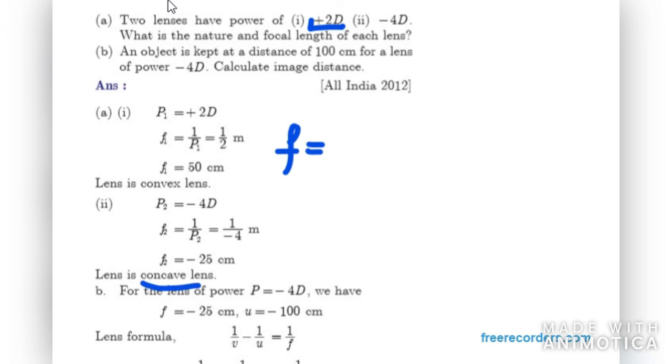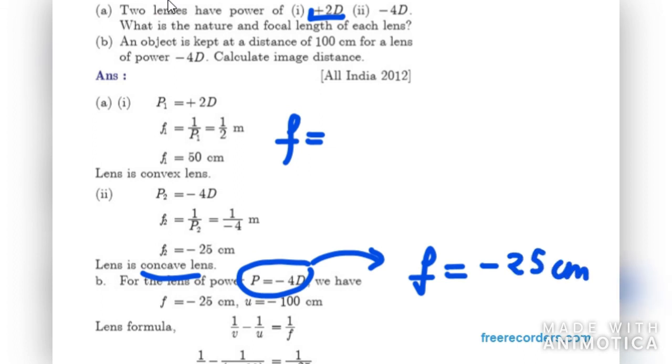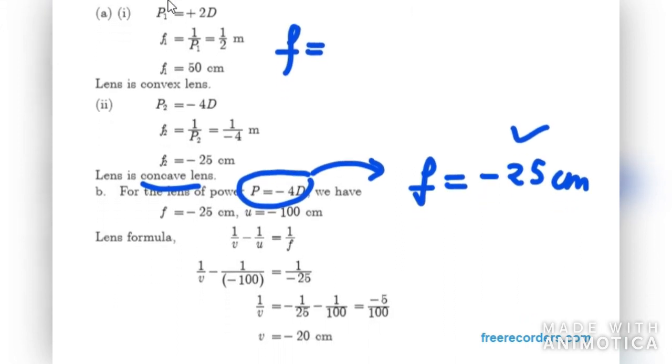Now an object is kept at a distance of 100 centimeter from a lens of power minus 4D. So power is given. From power, we can get f as minus 25 centimeter as solved in the upper part, second part. So we know f, we know u, object distance is 100. If we know the value of u and f, then you can get the value for v using lens formula again. So in this case, you get the answer as minus 20 centimeter.